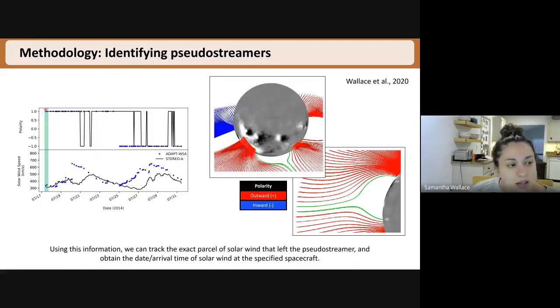Highlighted in green here on the left are the 2 model-derived solar wind parcels in blue that left these 2 field lines in green. For each pseudostreamer, we're looking at the last 2 open field lines associated with the pseudostreamer, and then we compare the expansion factor of those field lines with the observed speed. We repeat this methodology for each region of interest, and we identify 38 periods in which either STEREO A or STEREO B observed pseudostreamer wind.